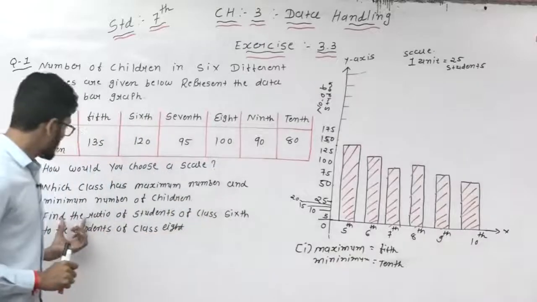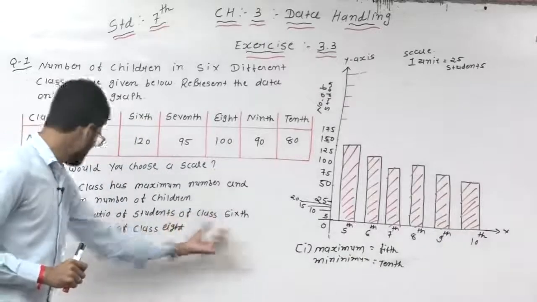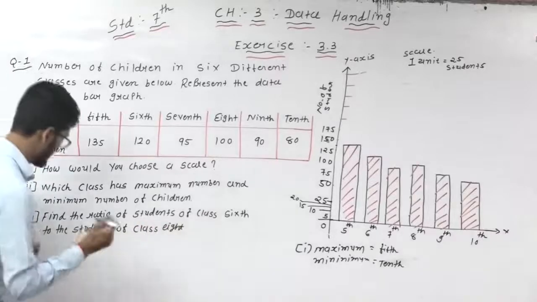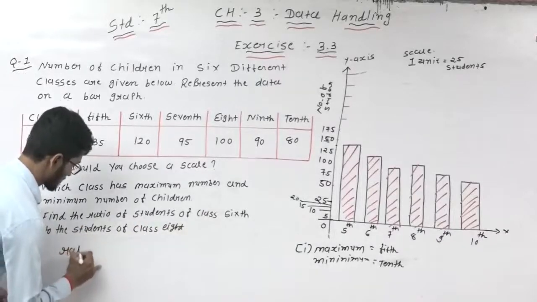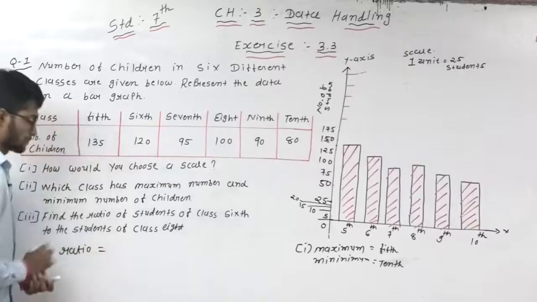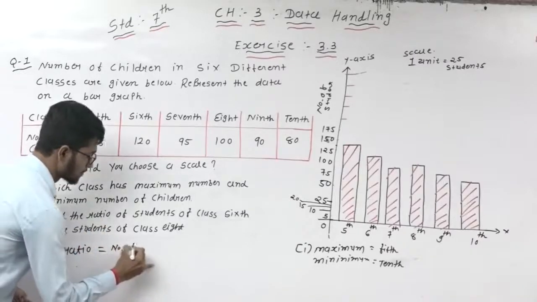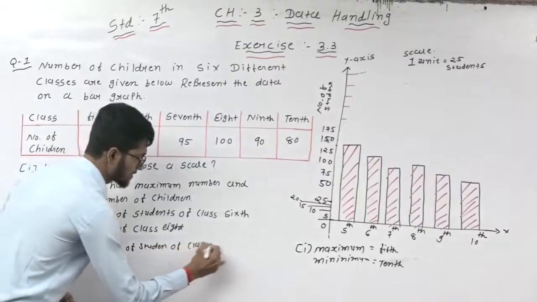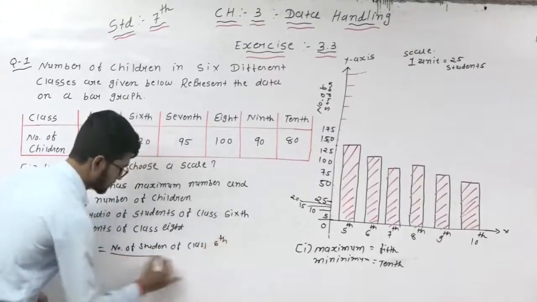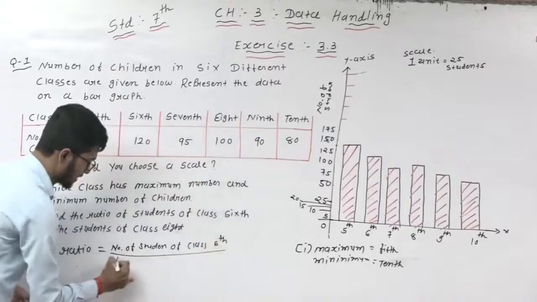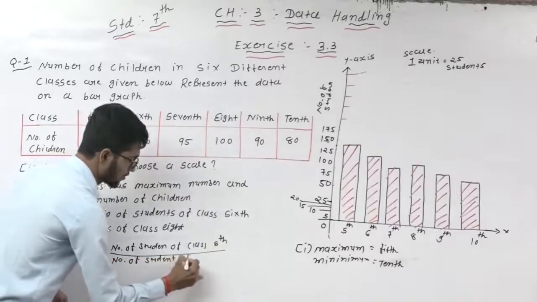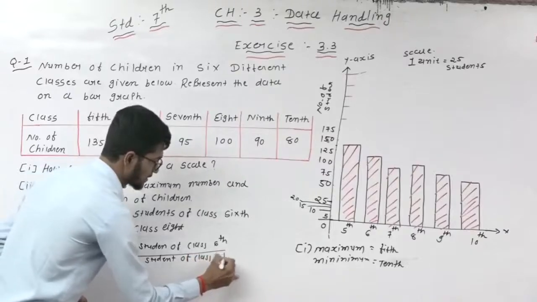Same for the second question: find the ratio of students of class 6th and class 8th. So ratio find करने के लिए कहा है. Ratio is equal to number of students of class 6th divided by number of students of class 8th.